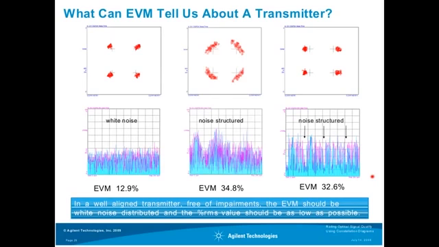So what we can conclude from this: in a well-aligned transmitter, free of impairments, the error vector magnitude should be white noise distributed, and the percent RMS value should be as low as possible.